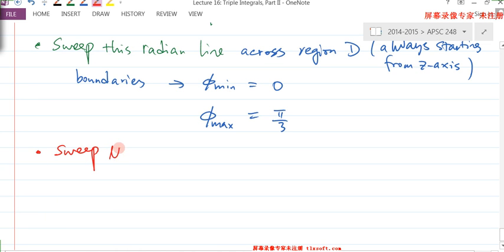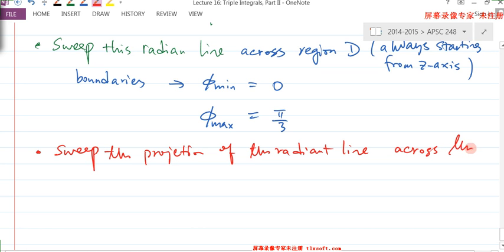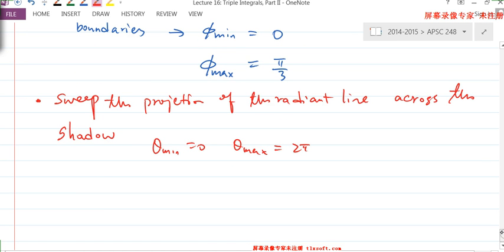So sweep the projection of the reading line across the shadow. Okay, so theta min is 0 and theta max is 2 pi. Yeah, so now you're ready to lay down this integral right here.